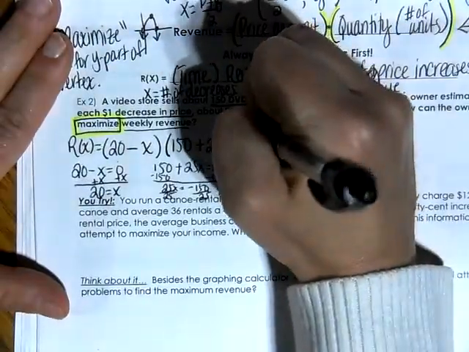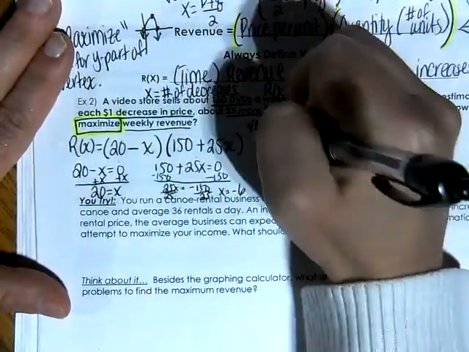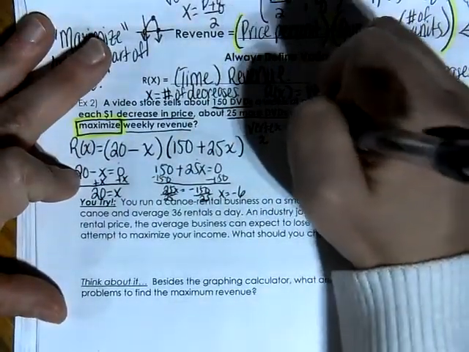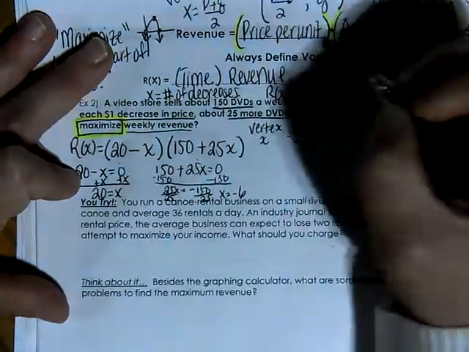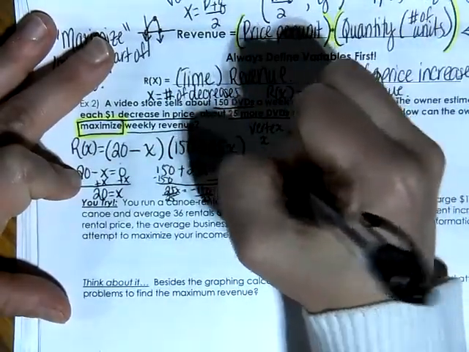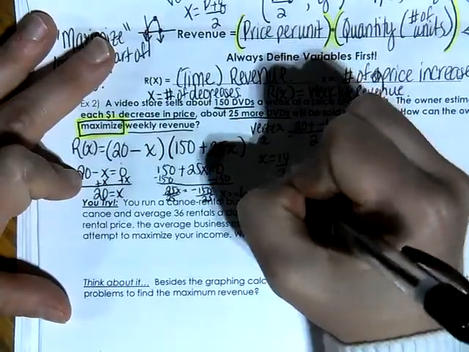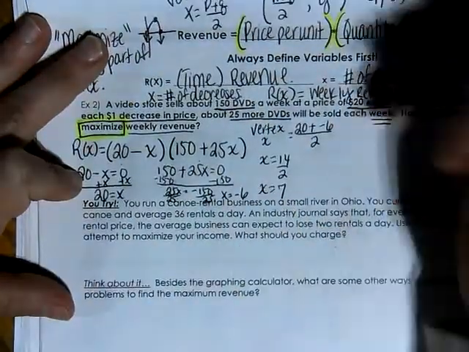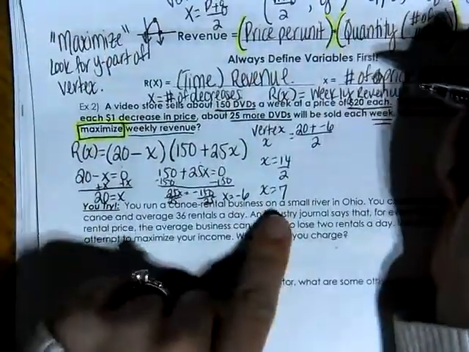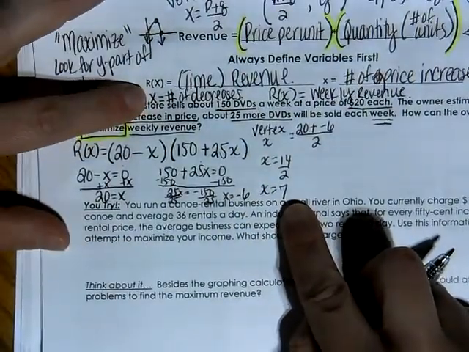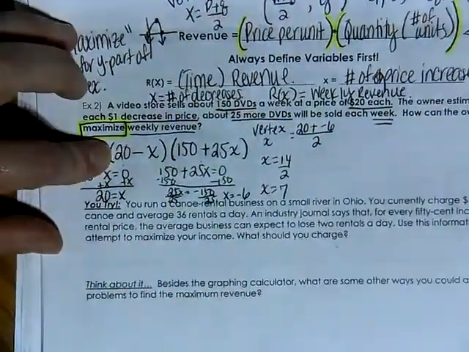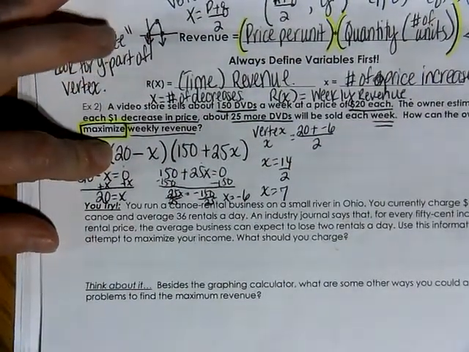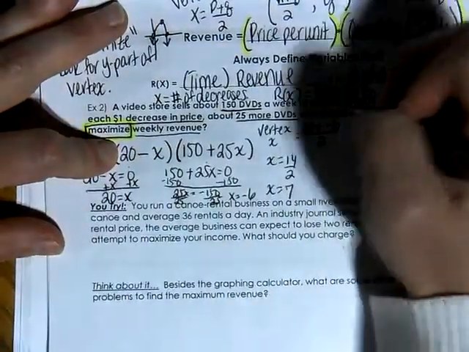So now I can find my vertex x, which is p plus q divided by 2. So that's going to be 20 plus negative 6 divided by 2. This is equal to 14 divided by 2, which is 7. Okay, so what does this mean? If x is equal to 7, that means that we should probably decrease the price by $7, or decrease it 7 times. So that's what that means.